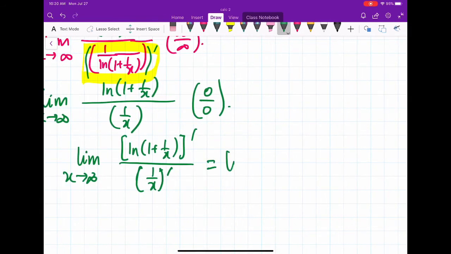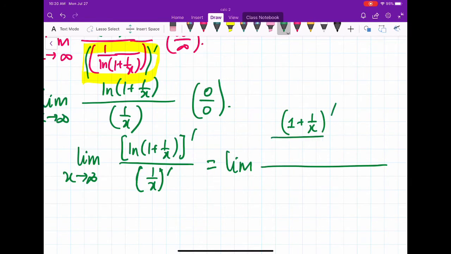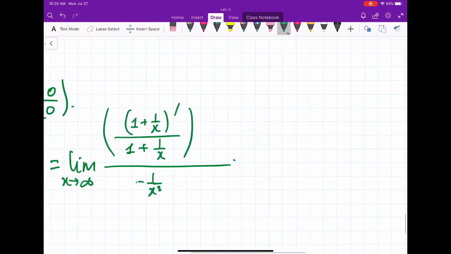On the top, we need to use the chain rule. So I need to differentiate. I need to write 1 plus 1 over x derivative over 1 plus 1 over x. You see the chain rule. And in here, I have negative 1 over x squared, right? X approaches infinity. So let's write here limit of 1 derivative is 0, 1 over x derivative is negative 1 over x squared. Let's keep writing like that.